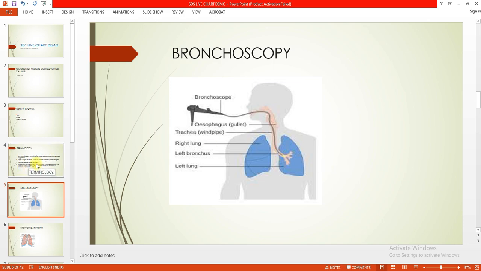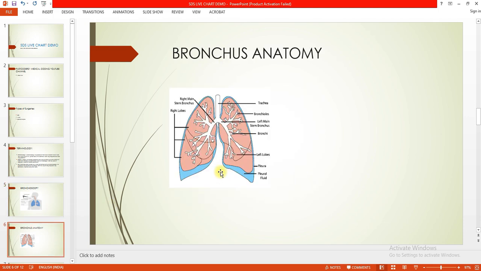Okay, so how many lung lobes are there, guys? Anyone knows? Five lobes. Left two lobes, right three lobes. Yeah, correct. Left two, right three. So in total we have five lobes. Okay, so this is the anatomy related to bronchoscopy. And this is the bronchoscopy instrument.